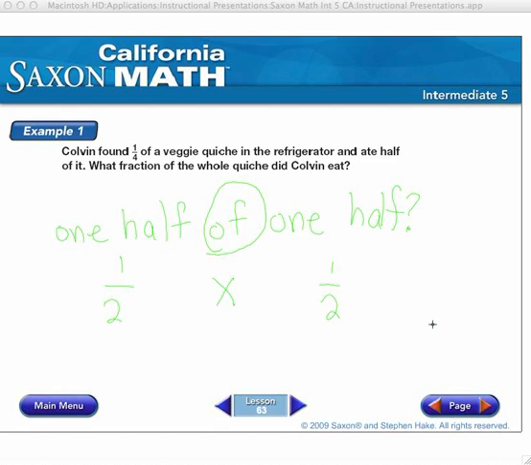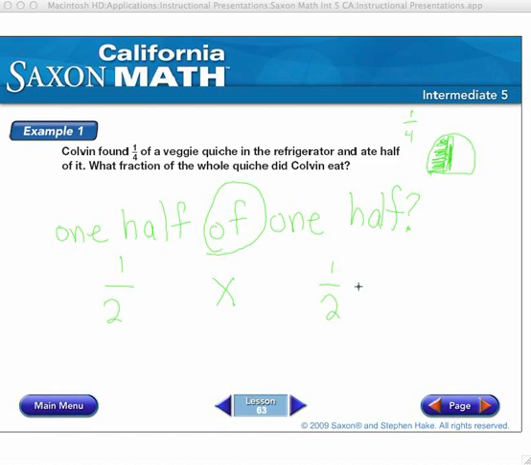Okay, if I was to draw a picture, here's my first half, and I want to know what 1/2 of this 1/2 is. So I cut this 1/2 in half, and here is my answer. 1/2 of 1/2 is 1/4.